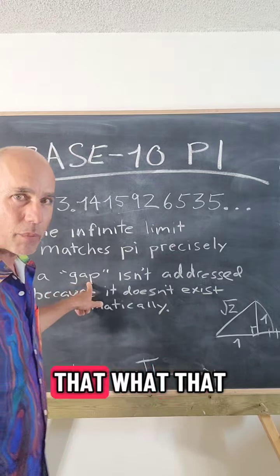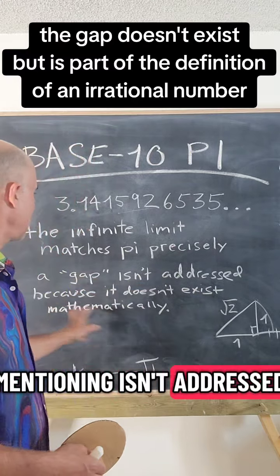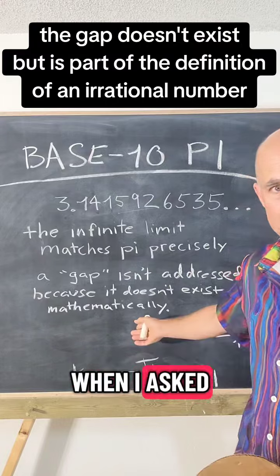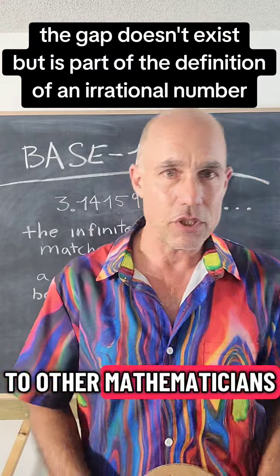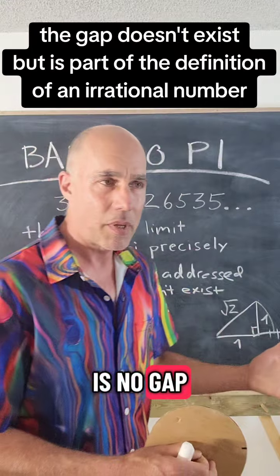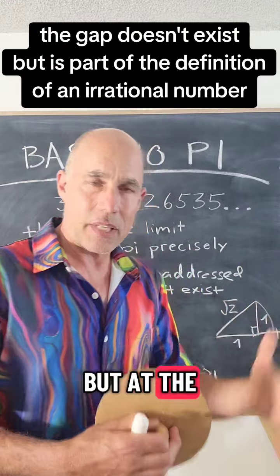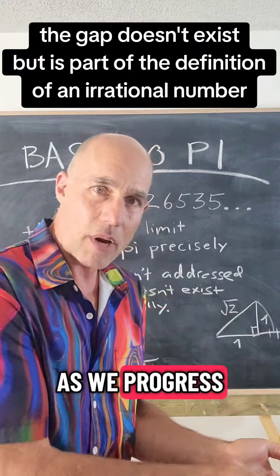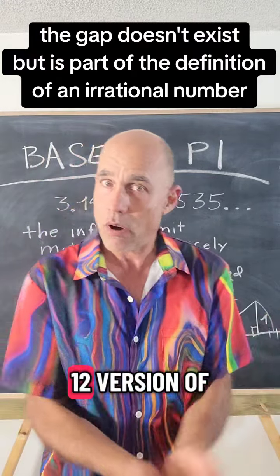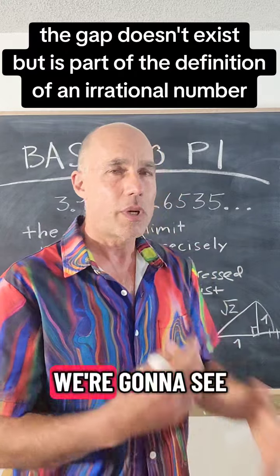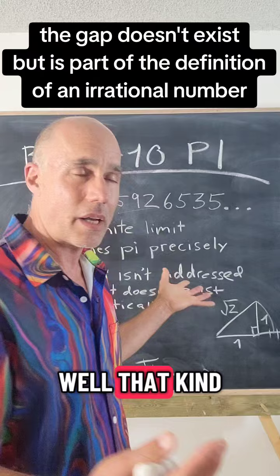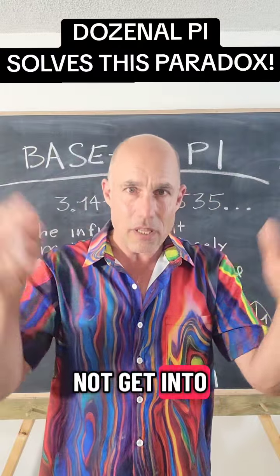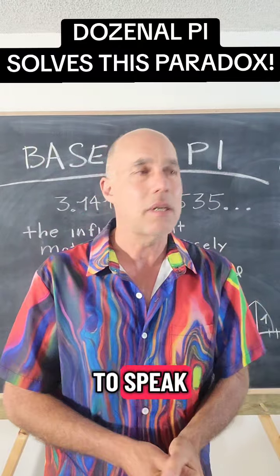So the gap that I'm mentioning isn't addressed because it doesn't exist mathematically. That's what I got when I asked AI about that, and I've talked to other mathematicians, and everyone agrees that there is no gap, but at the same time, it's an irrational number. So that's something we just want to keep in mind as we progress with our model for the base 12 version of pi, or the Dawsonal version. We're going to see some things that do completely address this idea of the gap, but let's not get into that quite yet. I'm just setting the stage, so to speak.